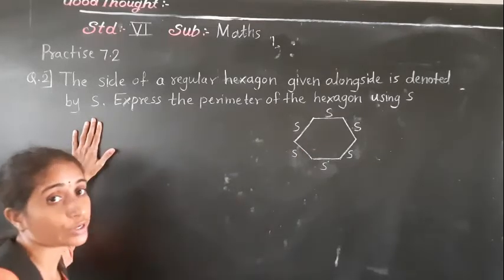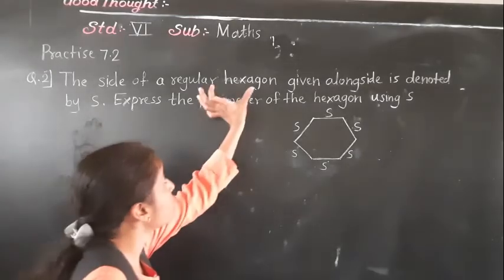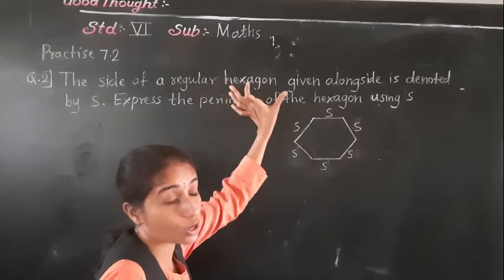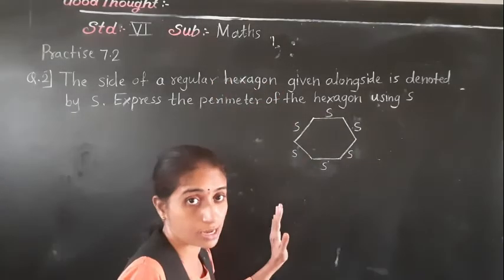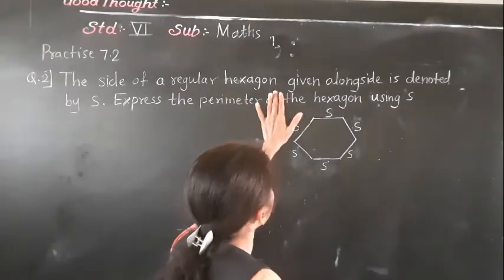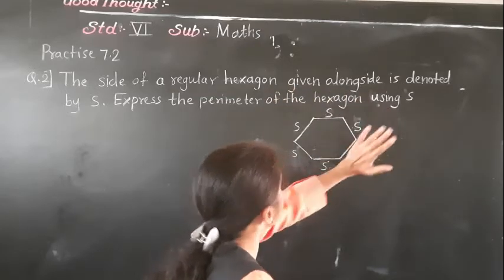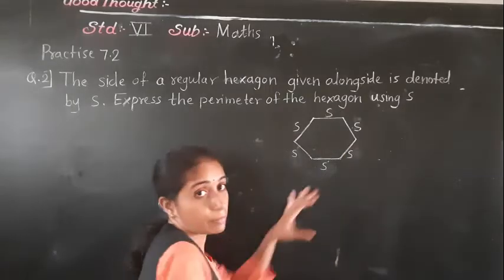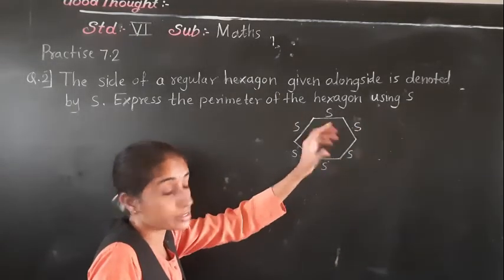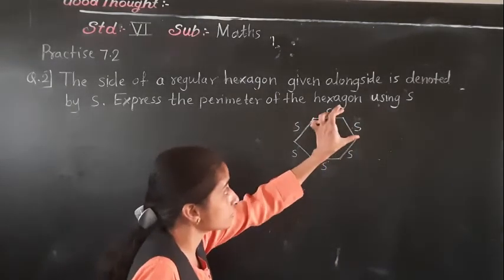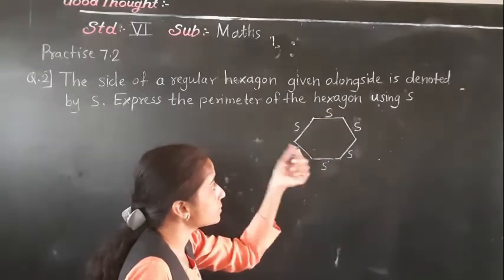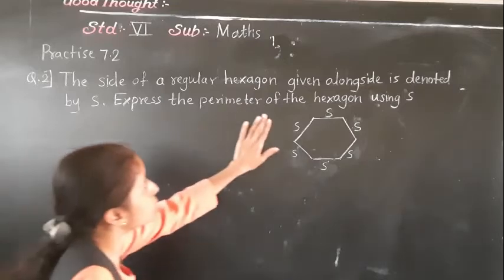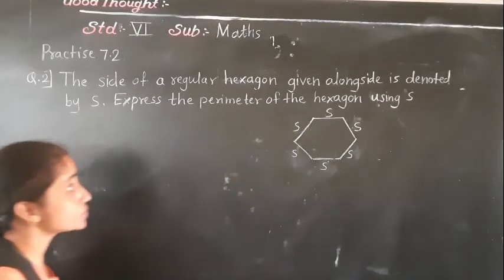Now, what is the meaning of regular? Regular hexagon means all its sides are the same. The side is denoted by S, meaning each side is denoted by S. This is S, S, S, S, S, S. So express the perimeter of the hexagon using S.